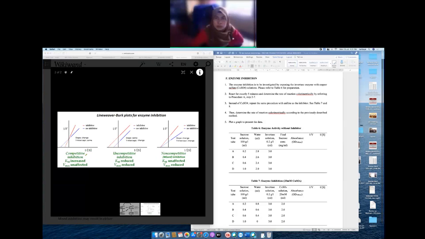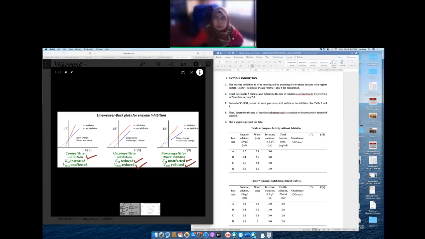Okay, competitive inhibitor, the one that we have discussed just now. Uncompetitive inhibitor, uncompetitive, we can see the Km reduced, the Vmax also reduced. For non-competitive, where the allosteric site is attached with the inhibitor, then Km will not be changed, but the Vmax will be reduced. Okay, so the Vmax now has been reduced.